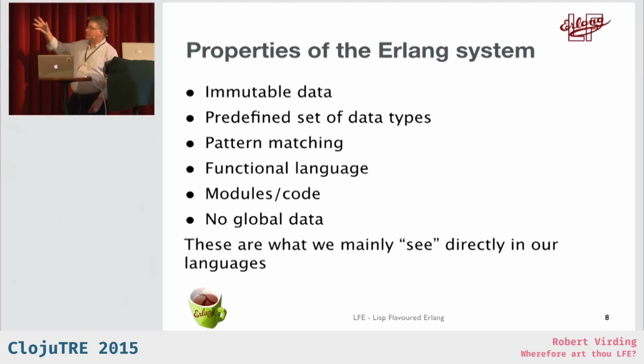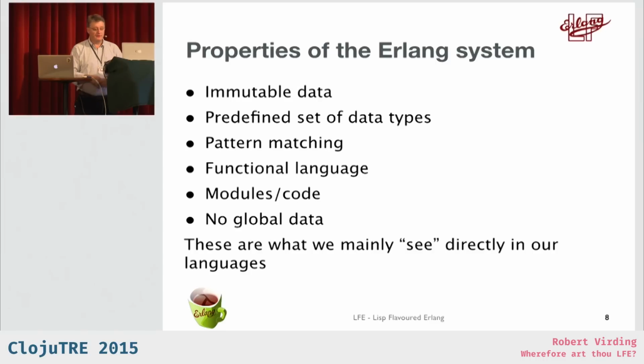But there are other properties that are interesting from the language implementation point of view. The system provides all the other stuff for you, but here we end up with immutable data. All data is immutable. Okay, that's nothing very strange for a Clojure programmer, but for many other systems it is. And this immutability goes all the way down. You cannot get past this. We only have a predefined set of data types. That's it. You cannot define new data types at all.